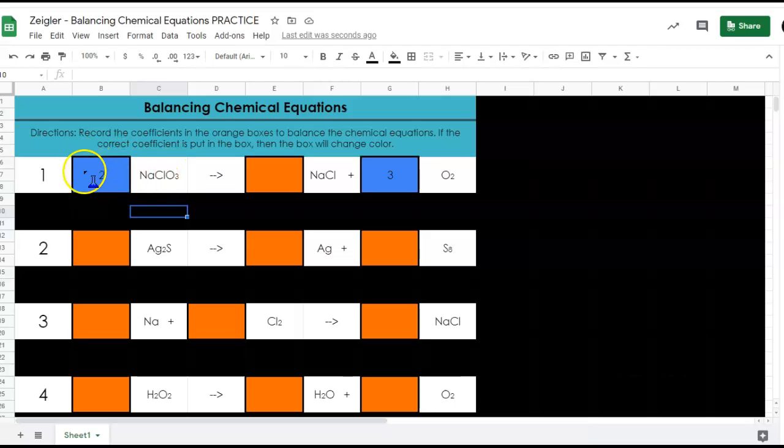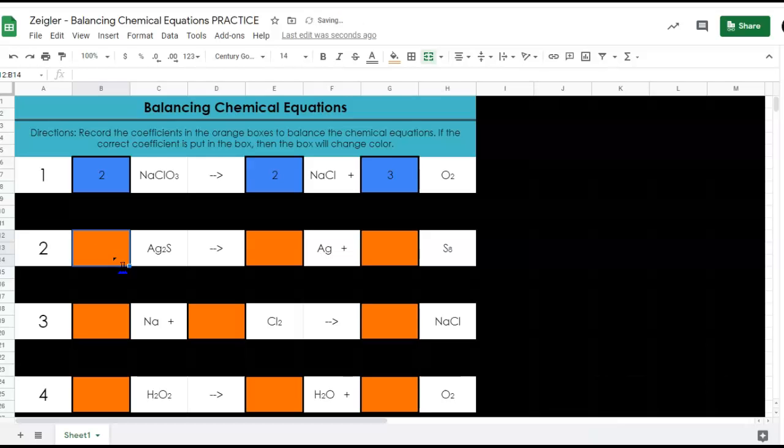But now, since I put the coefficient in front of this entire compound, I now have to recount the atoms on both sides. So here I have 2 Na, here I only have 1. So in order to have 2 Na, I have to put a 2 in front of it. So now I have 2 Na's here, but now I also have 2 Cl's because it's connected. When I look over here, because of this 2, I also have 2 Cl's. And if you see here, they're all the same color, so therefore this is a correctly balanced equation. Again, when the boxes change color, that means that you are correct. So here, if I put a 1, okay, that didn't change color, so that means that that is not correct.